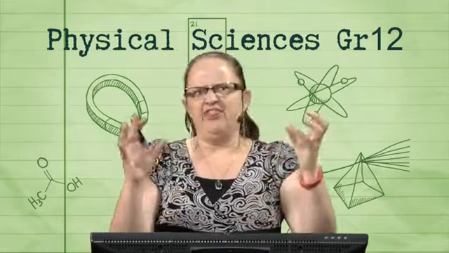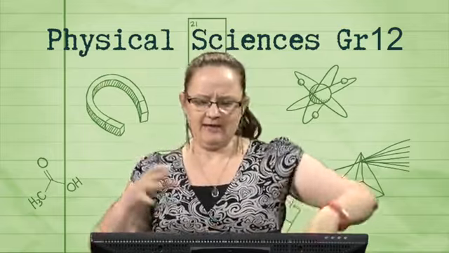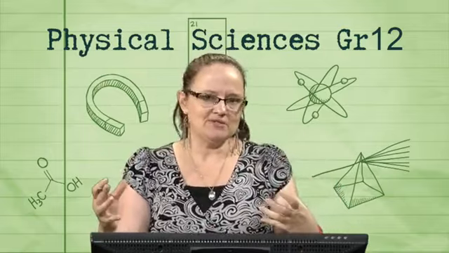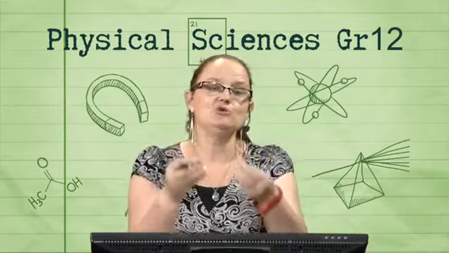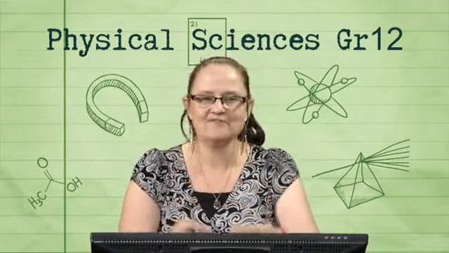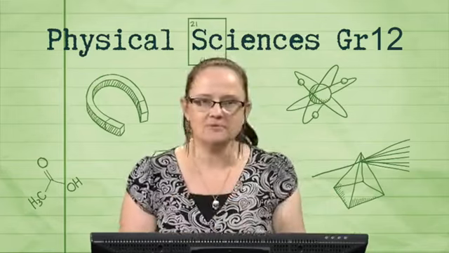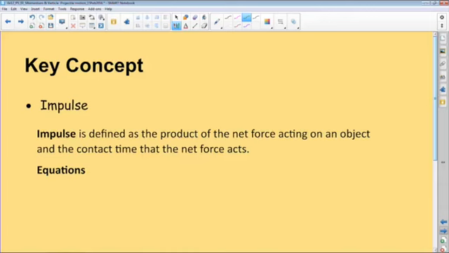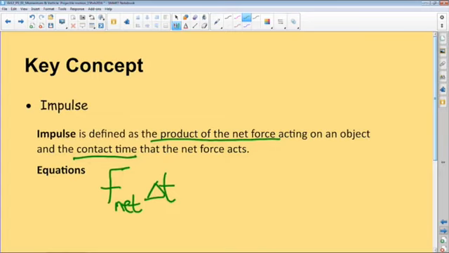Now, impulse is such a strange little thing in momentum, because impulse is the only thing that you deal with that doesn't have its own symbol. There's no symbol for impulse. Its symbol, if you want to call it that, is from its definition. Its definition is the product of the net force and the contact time. So impulse is the product of the net force times contact time. All right, that's what impulse is.